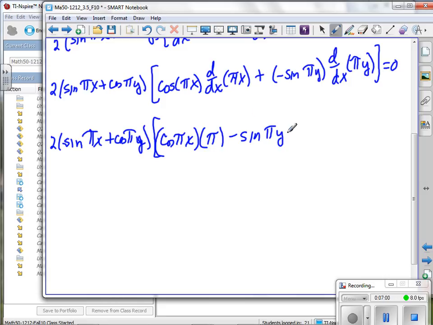Well, my coefficient is pi, right? And then I must take the derivative of what? I don't have an x. The derivative of what? Y with respect to what? What are we taking the derivative in each of these cases with respect to? X. So it's pi times the derivative of y with respect to x.